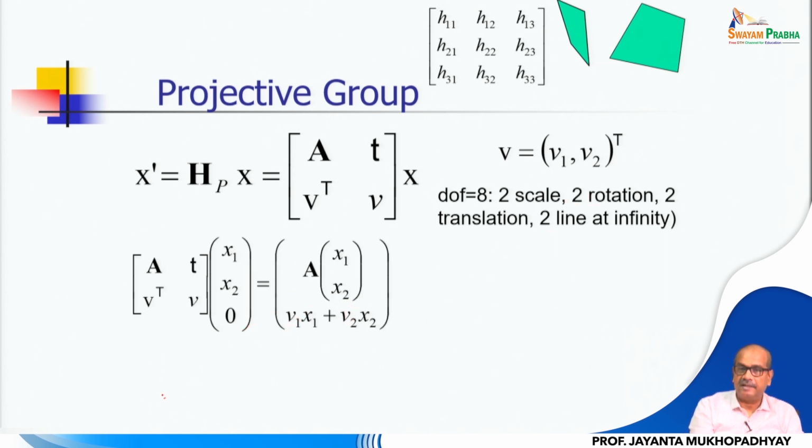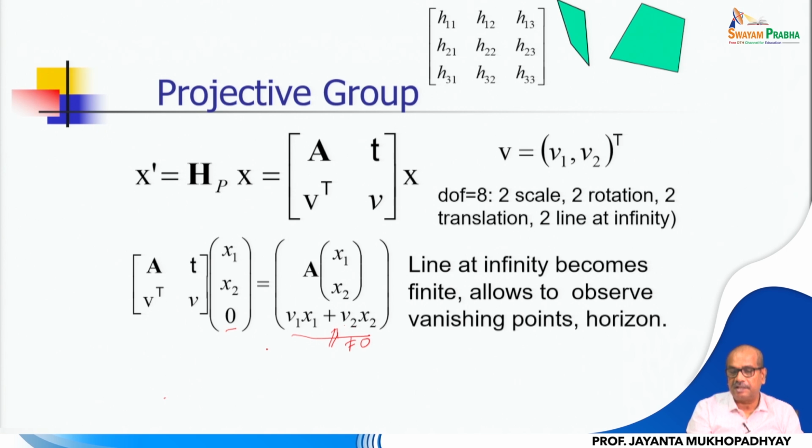So you consider a transformation of the ideal point, and you can see that the ideal point is not remaining ideal, which means that two parallel lines in the original space, parallel in the Euclidean sense, become intersecting because they become finite. Because this scale may not be equal to 0, this may be equal to 0, this may not be equal to 0, depending upon the values. As you can see, V1 and V2 determine that point of intersection. So line at infinity becomes finite, allows to observe vanishing points and horizon.